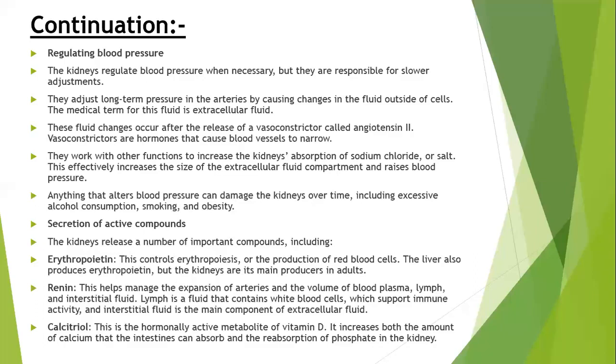Secretions of active compounds. The kidneys release a number of important compounds, including erythropoietin, which controls erythropoiesis, the production of red blood cells. Renin, whose cells manage the expansion of arteries and the volume of blood plasma, lymph, and interstitial fluid. And also calcitriol, the hormonally active metabolite of vitamin D. It increases both the amount of calcium that the intestine can absorb and the reabsorption of phosphate in the kidney. That's why all the nutrients are important, like sodium, potassium, phosphorus, calcium. All things are very important.